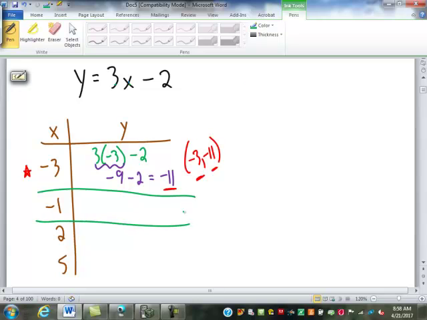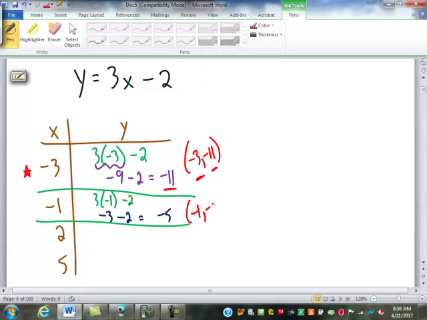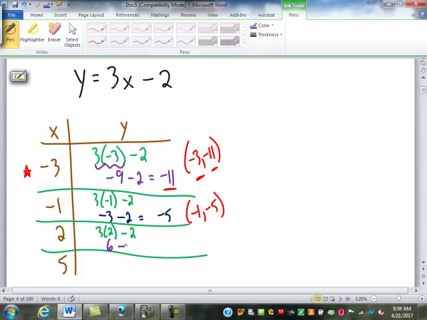That's why y is the dependent variable. If x is -1, y has to be 3 times -1 minus 2. What is 3 times -1? -3. What's -3 minus 2? -5. So when x is -1, y is -5. That gives us an ordered pair. When x is 2, y has to be 3 times 2 minus 2. What is 3 times 2? 6. And 6 minus 2 is 4. So that's telling us that when x is 2, y is 4, giving us another ordered pair.